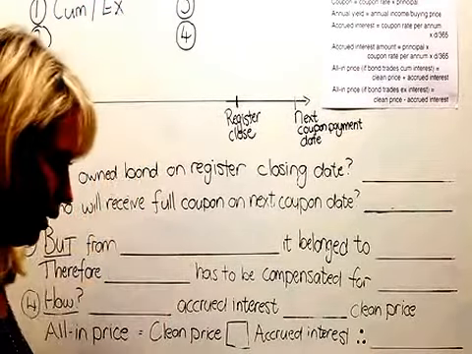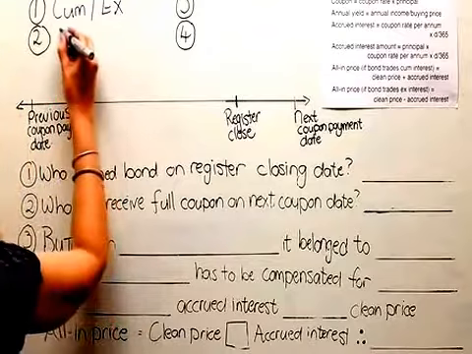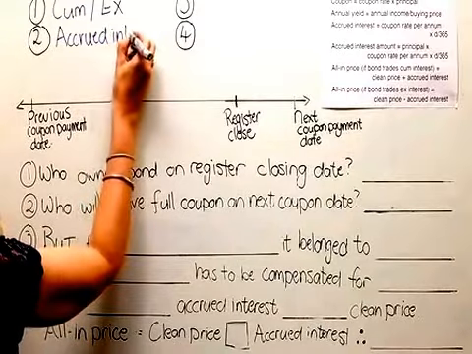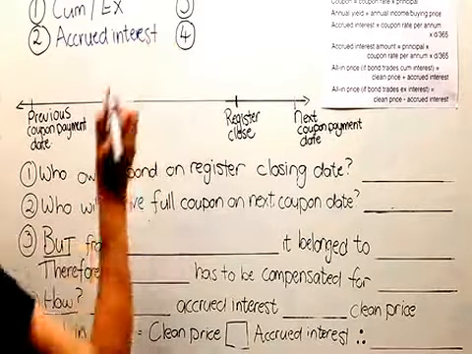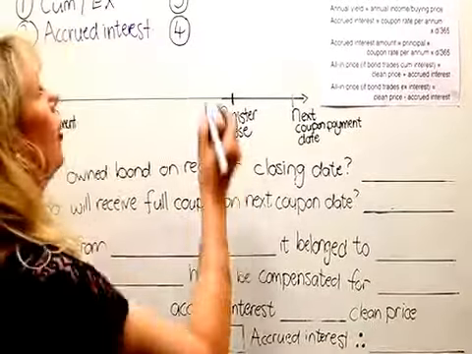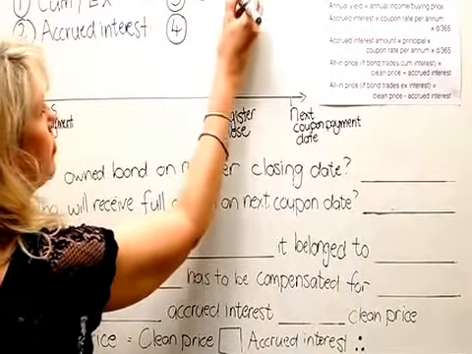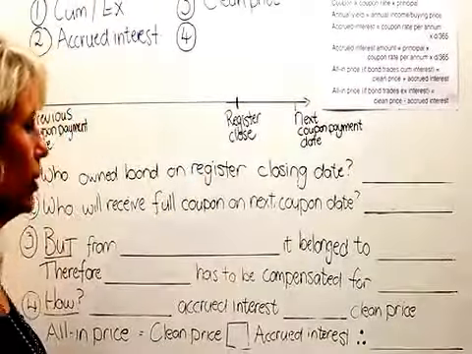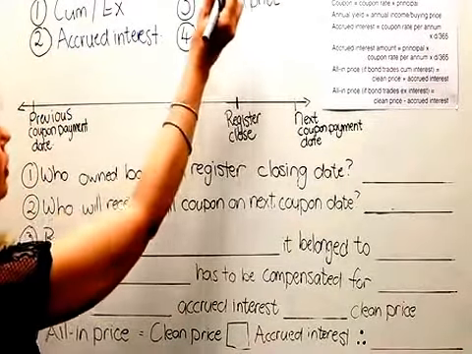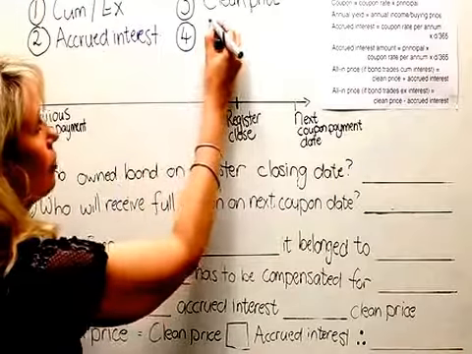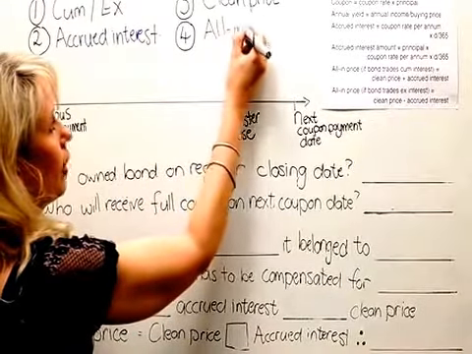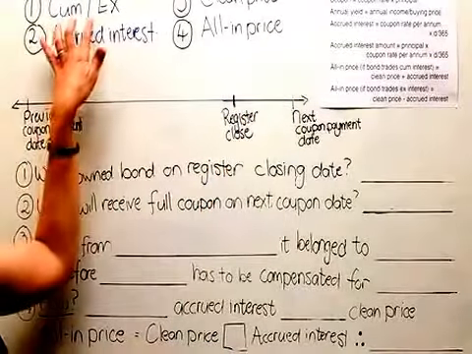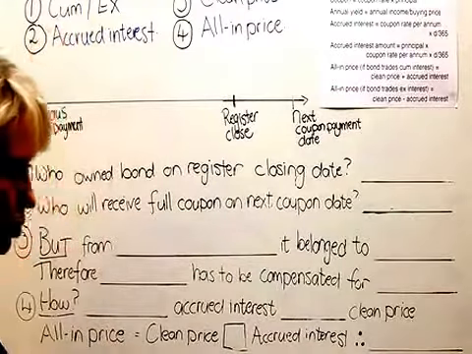The second thing you have to do is calculate the accrued interest. The third thing you have to do is calculate the clean price. And then the last thing you have to do is, using the clean price amount that you calculated and the accrued interest, calculate the all-in price. So now we're going to look at number one, whether this bond will trade cum interest or ex interest on 30 March 2008.